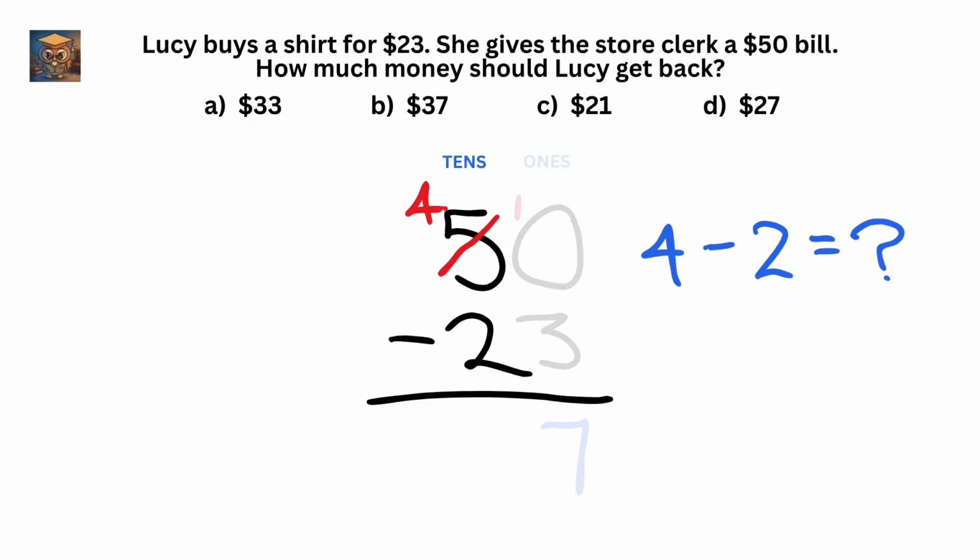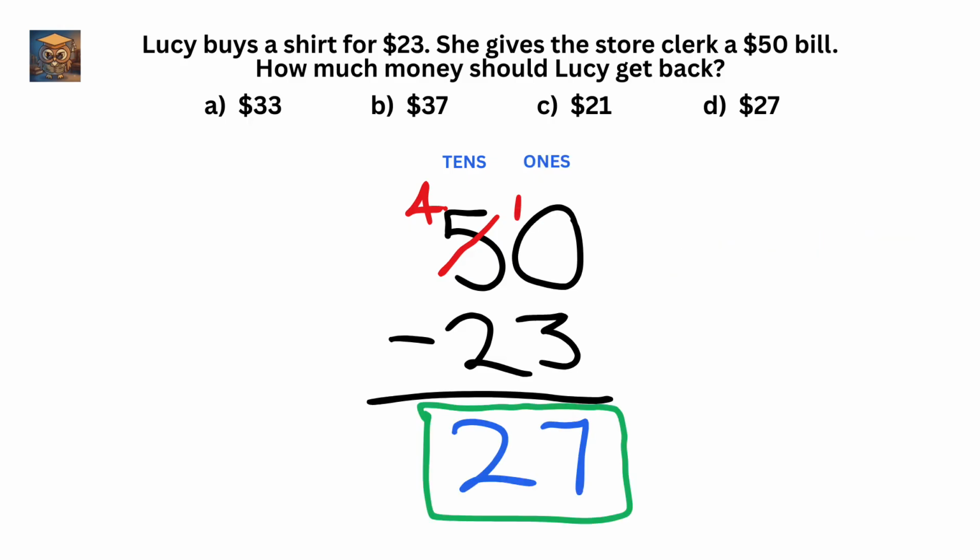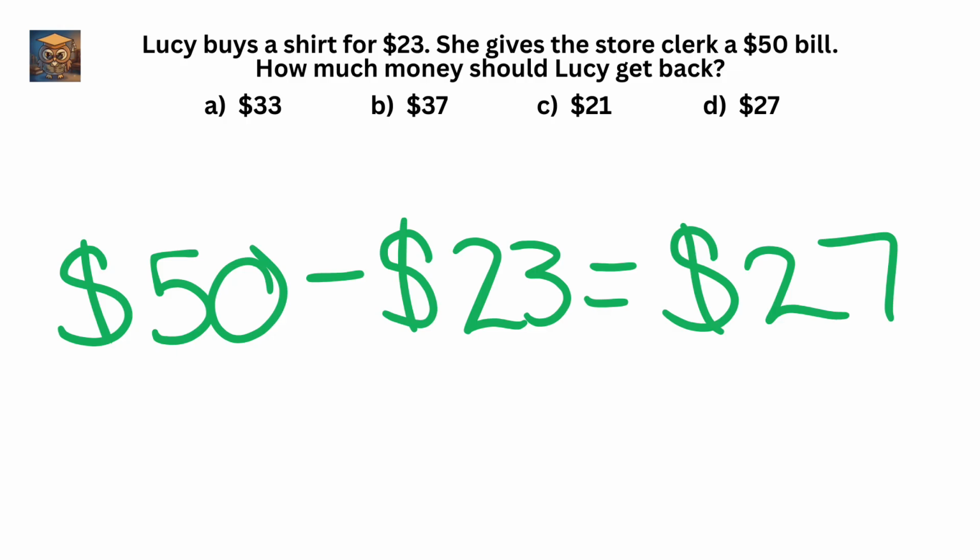On to the tens column. We are using the updated digit 4, not 5, because we borrowed 1. 4 minus 2 is 2. Write 2 in the tens place. Our answer is 27. So $50 minus $23 equals $27. Lucy should get $27 back. Looking at the answer choices, D is correct. $27 is how much money Lucy gets back.